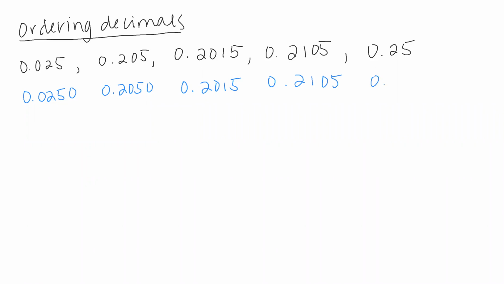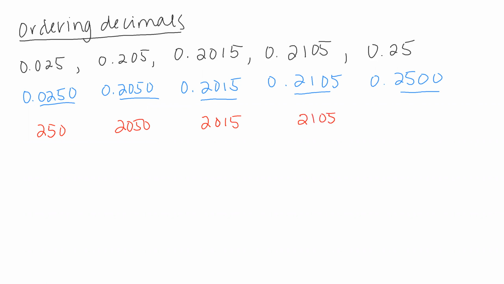And then for this one, I'm going to write it as 0.2500. All of these now have 4 decimal places. Okay, so now we're going to look at these numbers as if they were whole numbers. We have 250 versus 2050 versus 2015 versus 2105 versus 2500.